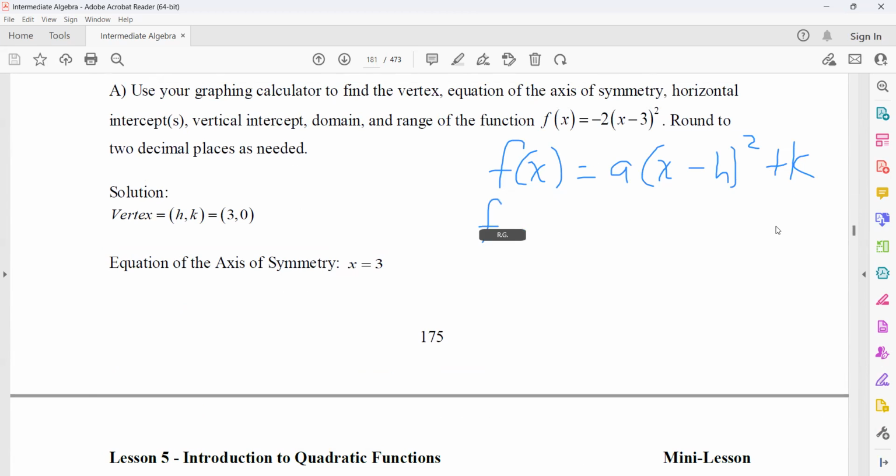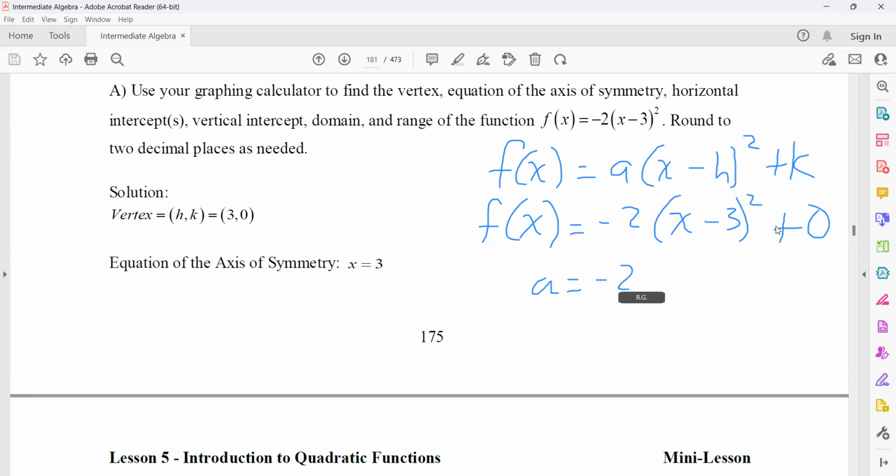Now this is the function we have: -2(x minus 3) squared plus 0. You see that? Our k is there, but it's 0. That's why it seems like we don't have a k. Now, if you look here, you know that your a is -2. So the graph is going to open down. I know that, even before drawing the graph or getting the graph on the calculator.